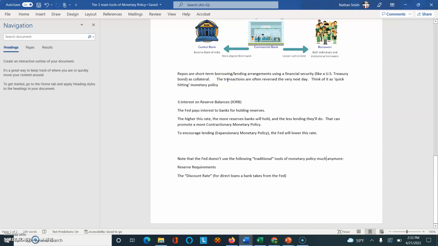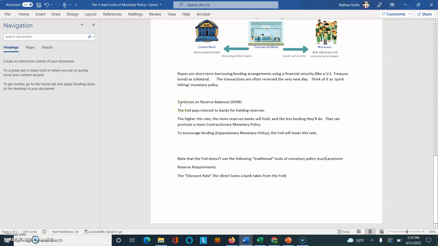The third and final kind of what I call the current tools of monetary policy is interest on reserve balances. Now, ever since the 2008-09 crisis, the Fed has been paying interest directly to banks for the reserves that the banks hold. Remember, guys, reserves are funds that are not being lent out by the bank. So the more reserves that a bank holds, the less lending and the less deposit creation, okay, that we learned about in the prior chapter is going to happen. That's going to reduce the money supply if banks hold more reserves.